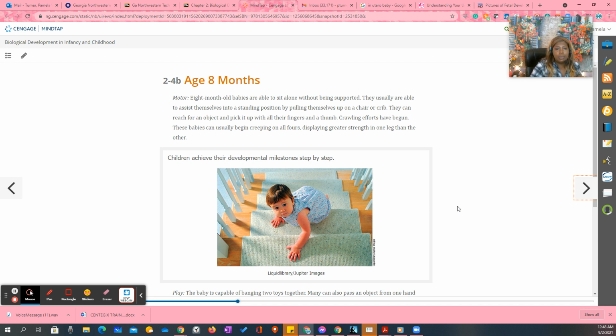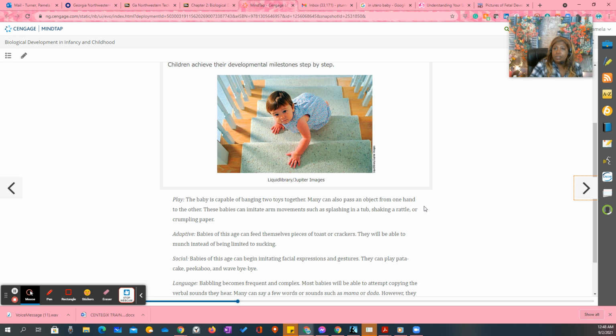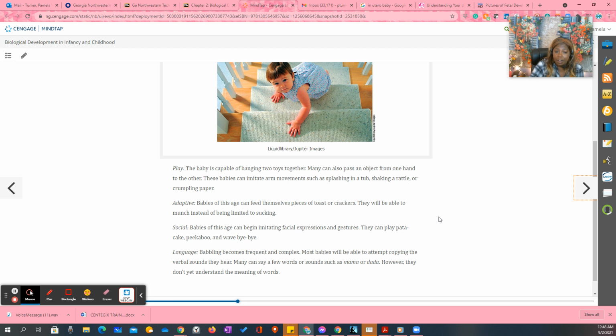Okay. 8 months, they can sit alone. They're able to assist themselves to a standing position. They begin creeping on all fours. Some babies, of course, skip that crawling stage and go straight to walking. So if a baby is not crawling at 8 months, we're not as concerned. We are looking for some movement, though, maybe some scooting, things like that. They like to bang toys together. They can begin to feed themselves. They love peekaboo.